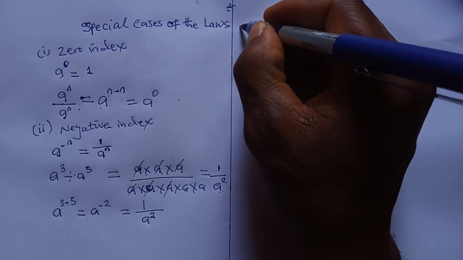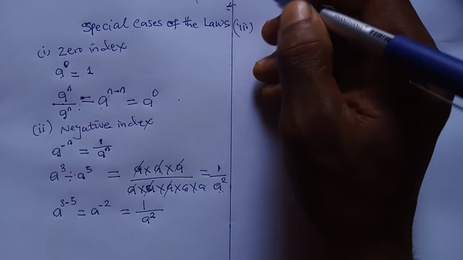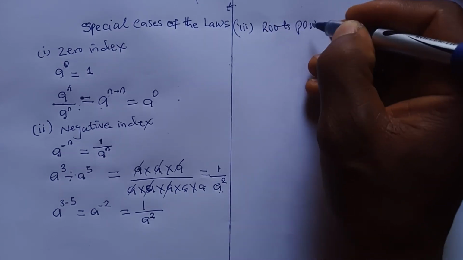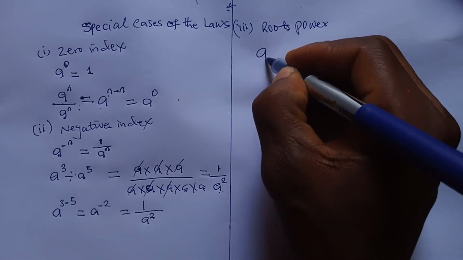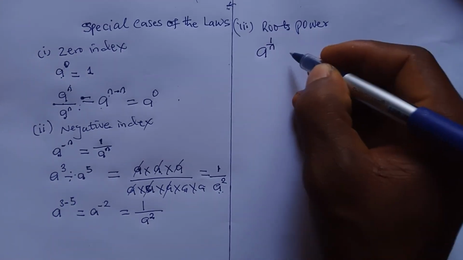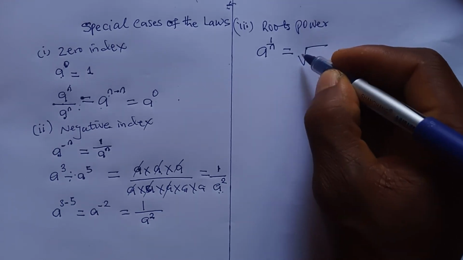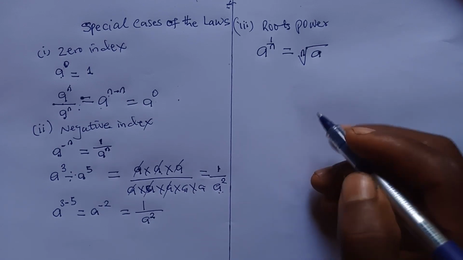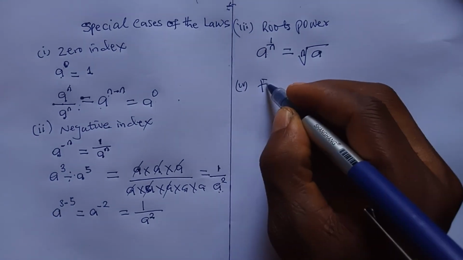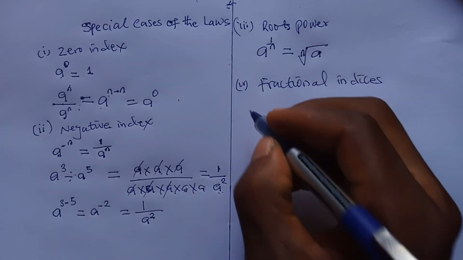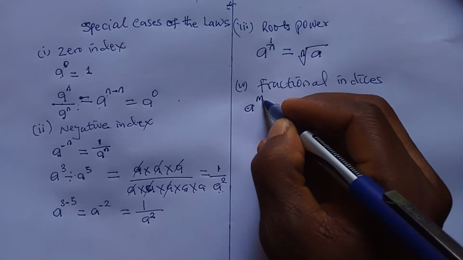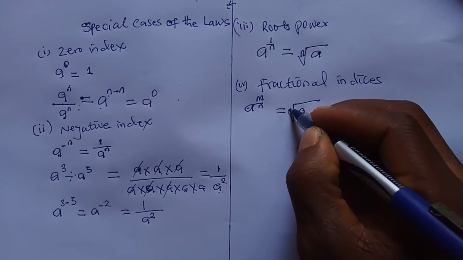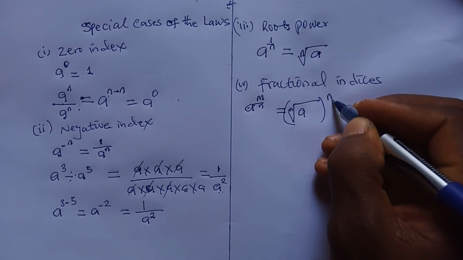Then the third special case is called the root powers. The root power says that if we have a raised to power 1 all over n, it's the same thing as saying the nth root of a. Then the last but not the least is the fractional indices. This is talking about if you have a raised to power m all over n, it's the same thing as saying the nth root of a, then everything raised to power m.